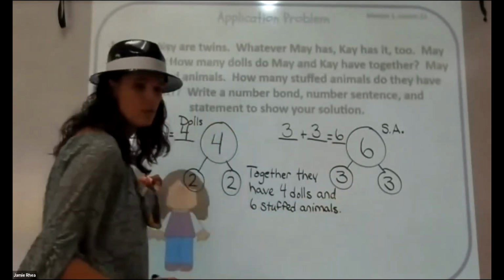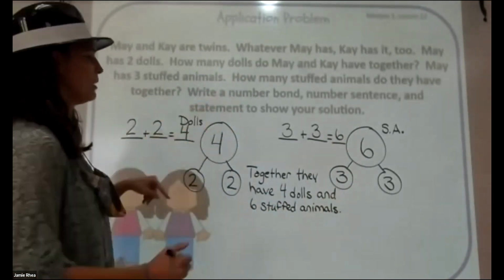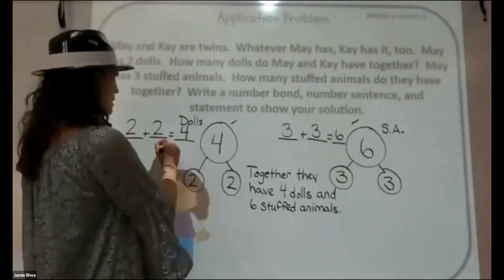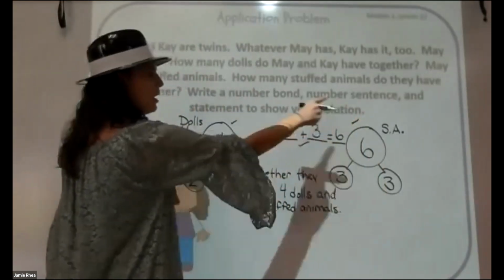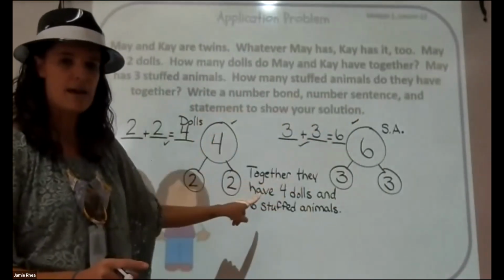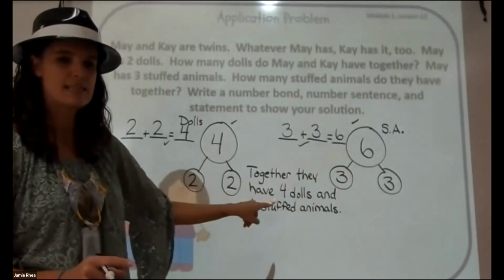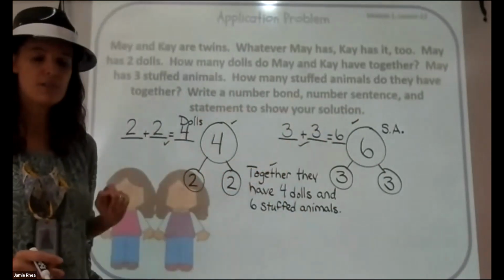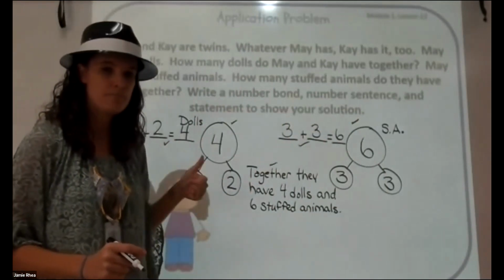Okay, so now, write a number bond. Here's my number bond. Write a number sentence. Here's my number sentence. And a statement to show our solution. Let's read it. Together they have 4 dolls and 6 stuffed animals. There's our statement. Do we have everything it wanted us to do?